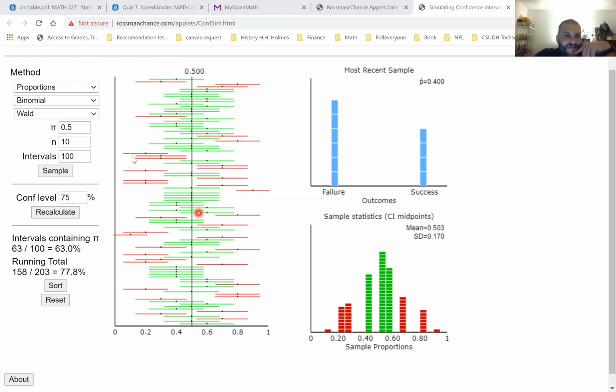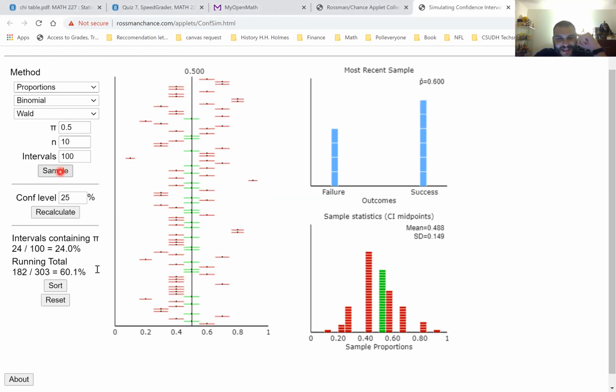So let's mess around with this and make this 25%. If I make this 25%, what should happen with my interval? Should it get wider or should it get narrower? All right, so let's find this. Ooh. If you look at it, it actually did get narrower, because now we're even less confident. Since we're even less confident, it got narrower.